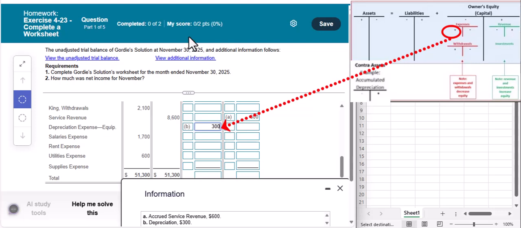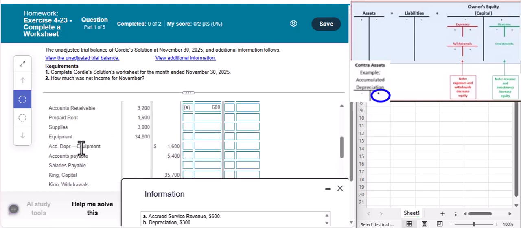And then what is the other account whenever we record depreciation? It is accumulated depreciation. And how does accumulated depreciation increase? Because that's all it does, as it accumulates. It increases with a credit. So I'm going to credit accumulated depreciation. We're going to scroll back up. That is hiding right here under the equipment. And that is a credit for transaction B of 300.